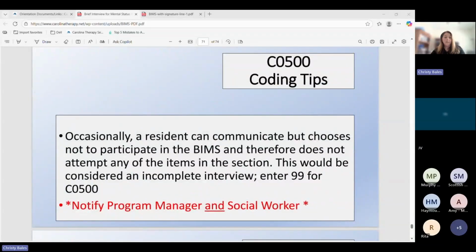All right, coding tips. Occasionally, a resident can communicate but chooses not to participate in the BIMS and therefore does not attempt any of the items in the section. This would be considered an incomplete interview. Enter 99 for C0500. And then, of course, notify the program manager and social worker.